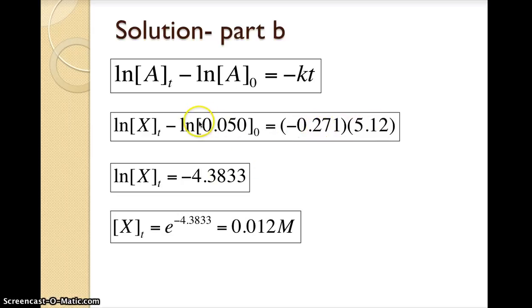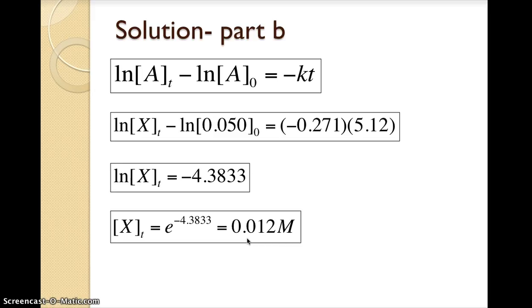So I multiplied these two and then added this number to this side, and I have natural log of x at 5.12 seconds is equal to negative 4.3833. Now this is where, if you're comfortable with logs, this is going to make sense, and if you haven't learned about logs, you may want to come and chat with me more. But to solve for this value within our logs, we need to raise both sides to the power of e to eliminate this log. So this e raised to this is just equal to x, so then to this side we also have to do e raised to this value. So x is equal to e to the negative 4.3833, which is equal to 0.012 molar.